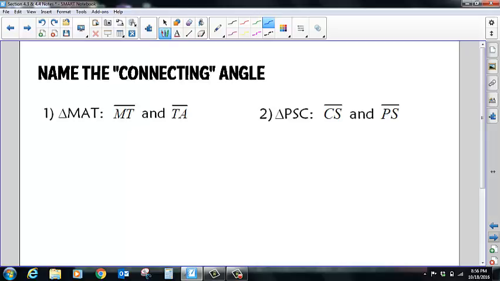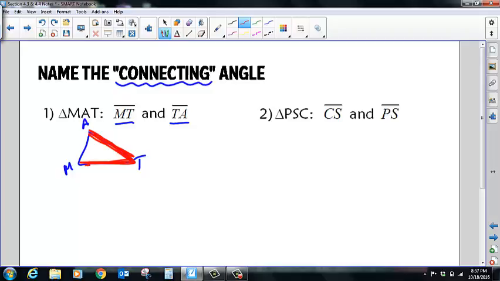So let's talk about the connecting angle, because when you are using side angle side, again, that's really important. If we had triangle MAT here, and we wanted to know the connecting angle between MT and TA, if we highlight MT here and we highlight TA here, what angle is going to actually connect them together? Is it going to be M, A, or T? Well, the answer is T. This is the angle that connects those two red lines together.